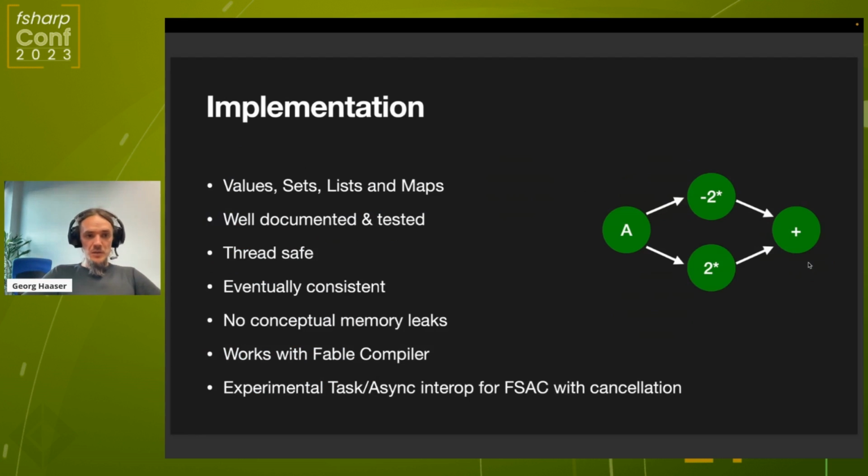A few words on our implementation. The library itself has APIs for values, for sets, for lists, and for maps. I showed you the values and the lists, but similar things exist for sets and maps. It's quite well documented, and it's really well tested, since it's been the greatest pain for any developer. If you have a problem in your adaptive library, the most common problem is that something doesn't get executed and should be executed. So you're sitting there and don't have anything to debug.